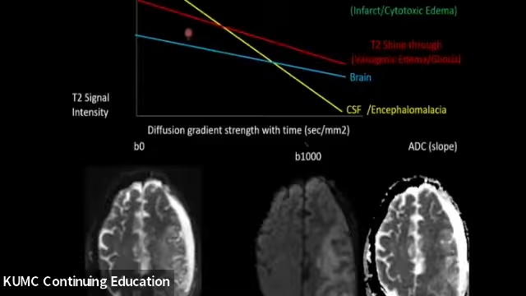And hence the term T2 shine through. If it's bright enough, its T2 signal shines through, it just can lose signal. It is diffusing, and that's why on the ADC it's bright. And that is the concept of T2 shine through.